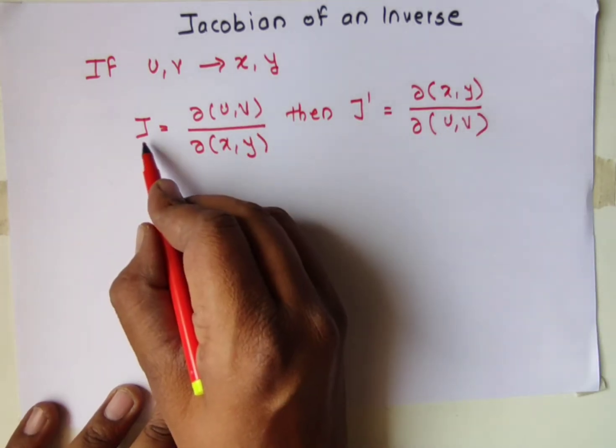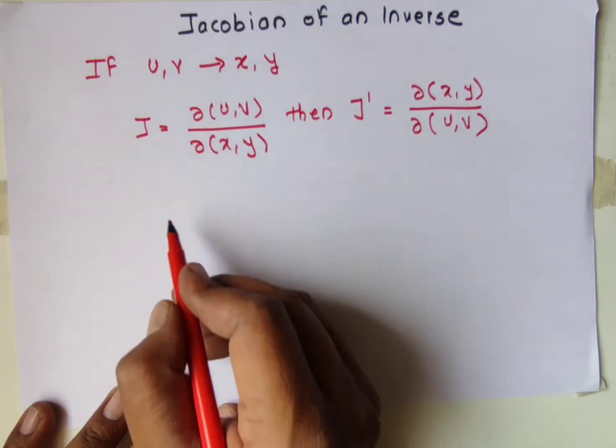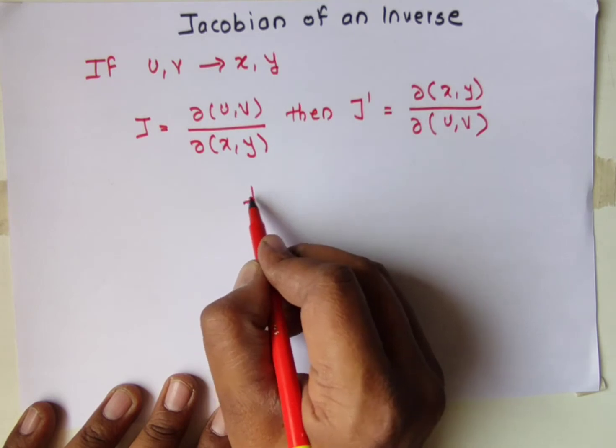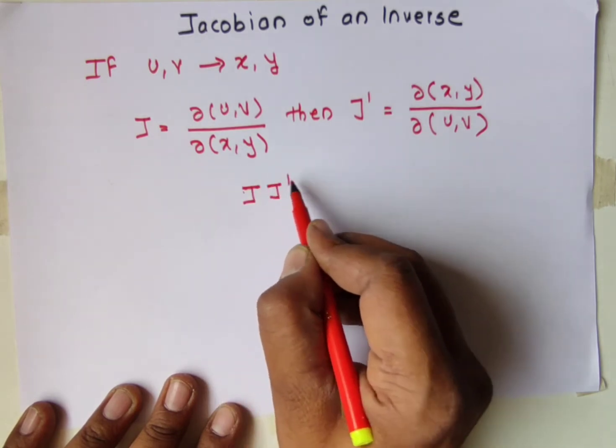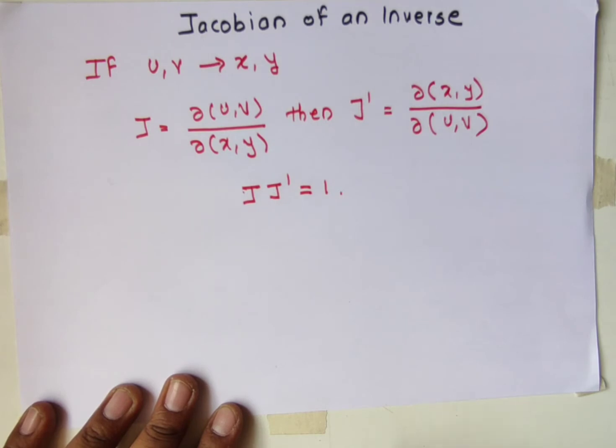Now this is your Jacobian and this is the inverse of that Jacobian. The relation between these two is J J' equals 1. Remember this thing.